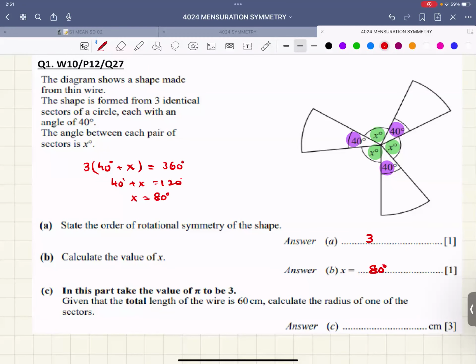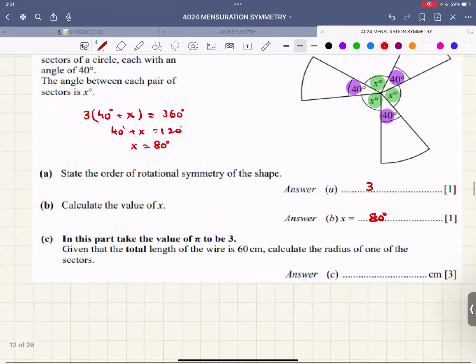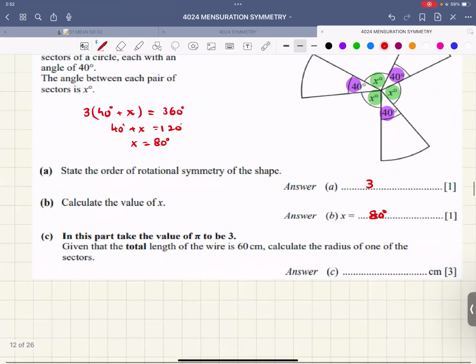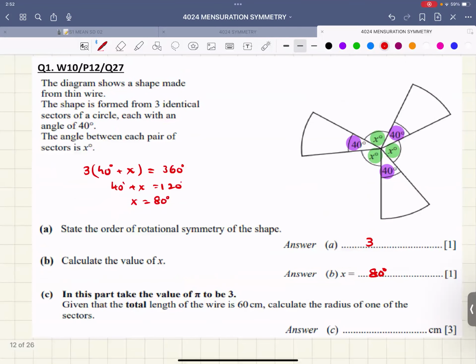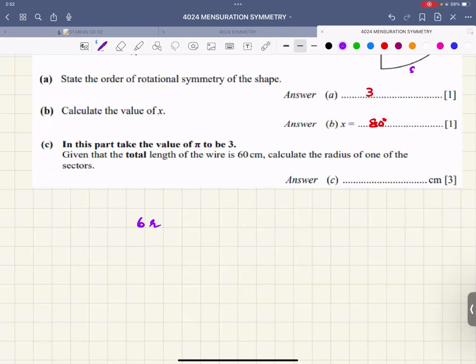And the last part, take the value of pi to be 3 because it's a paper 1 question. Given that the total length of the wire is 60 centimeters, calculate the radius of one of the sectors. So first of all, this is R, this is R. There are how many R's? 6 R's. And this is S and S and S. So therefore, 6R plus 3S equals 60. Now, separately, S is equal to theta over 360 degrees into 2 pi R.